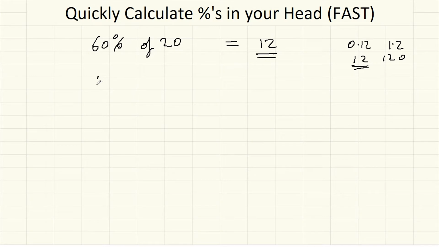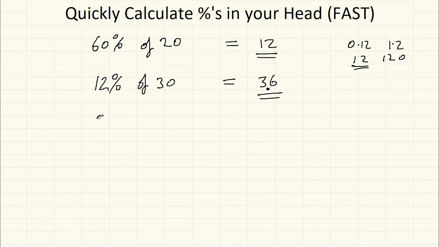Let's try another one. Let's try 12% of 30. Okay, 3 12s are 36. We'll write down 36. But where's the decimal point going to go? Okay, 12% is about 10%. And you should be able to do 10% of 30 because you're just moving the decimal point back one. 10% of 30 is 3. So this answer's got to be around about 3. So the decimal point would have to go there. So the answer is 3.6.